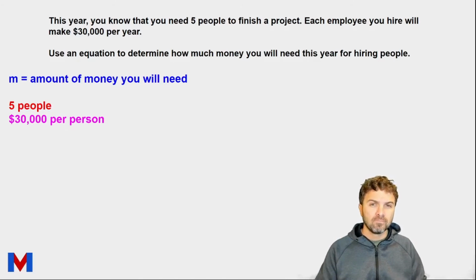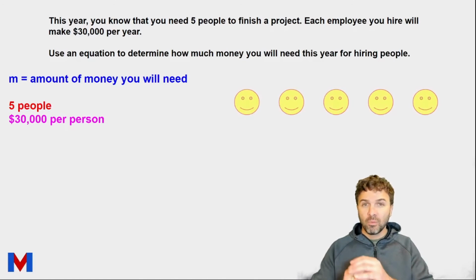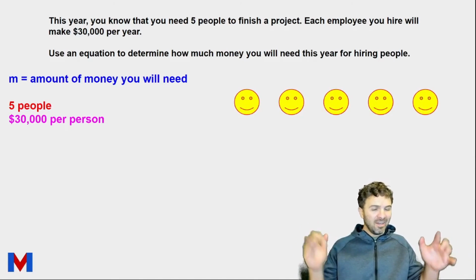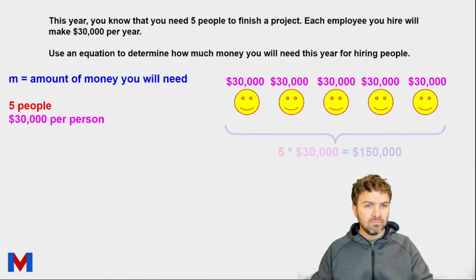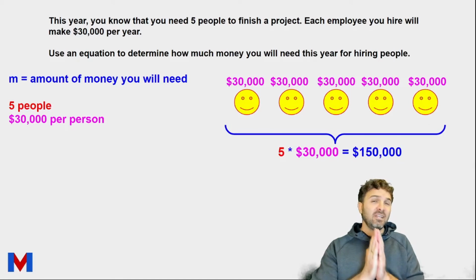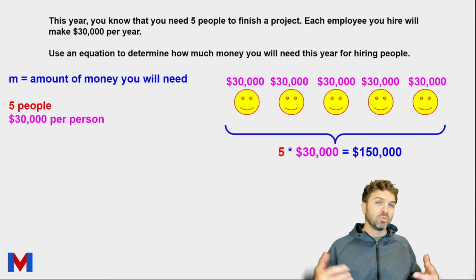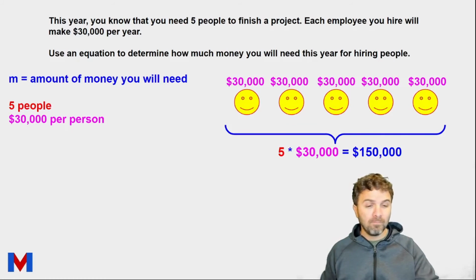Okay. Let's model it out. We got 5 people. And we know each person gets $30,000. So 5 times 30,000 is 150,000. Now let's look at this in a more algebraic way.